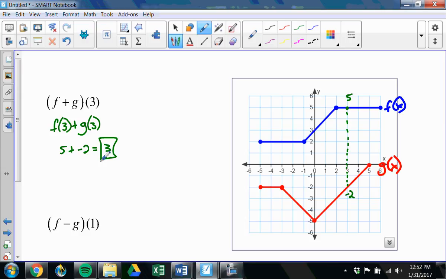Like f minus g of 1, well, I would do f of 1 minus g of 1. f of 1 is 4. g of 1 is negative 4. That brings it up to 8.